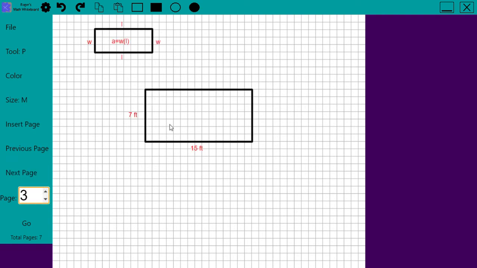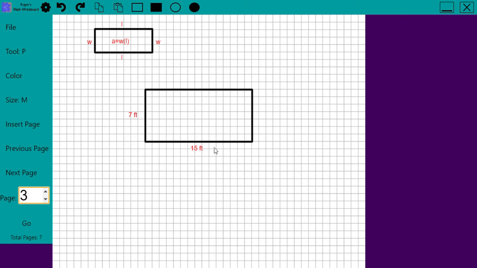Here we've got our rectangle. The area of a rectangle is width times length, and for a rectangle, the length is your longest side and the width is your other side. Let's look at our practical example. My length here is 15 feet, and my width is 7 feet.